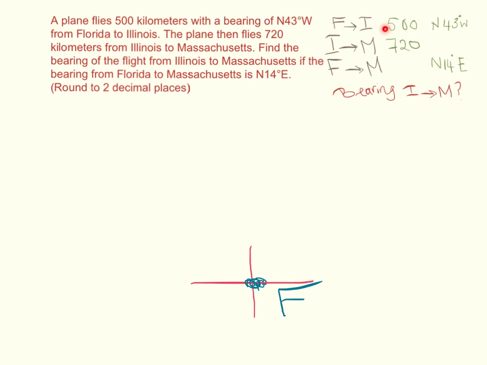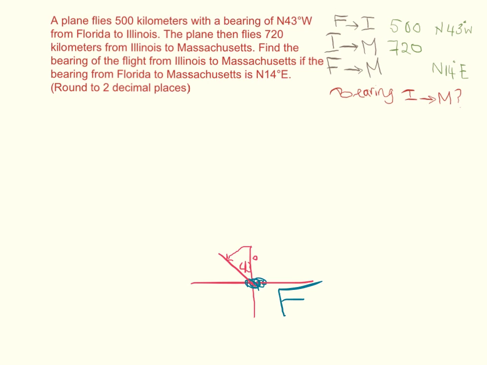So now we need to look. Okay, from Florida to Illinois. Well, where is Illinois? It's 500 kilometers away, and it's north 43 degrees west. So that line is between the north and the west, right? It starts from the north, because that letter came first, and it goes 43 degrees towards the west. It might reach the west, it might not reach the west. So 43 degrees is something like that. It's a little bit less than 45. Okay, so I'm going to extend my line and say that line is 500 kilometers. And now I reach Illinois. Agreed?